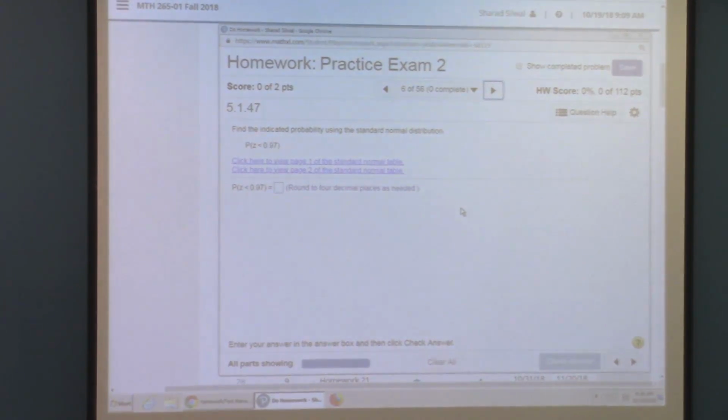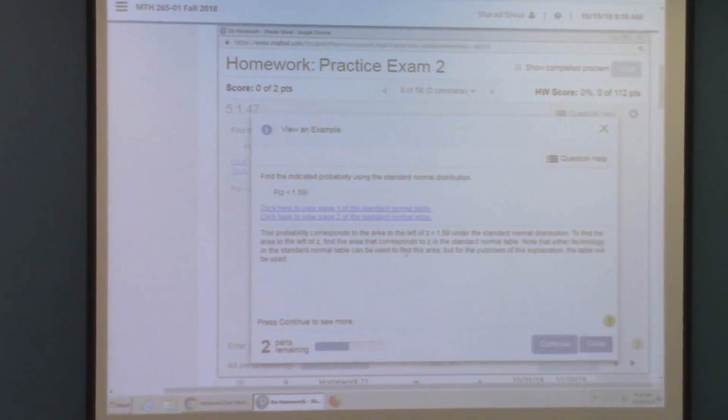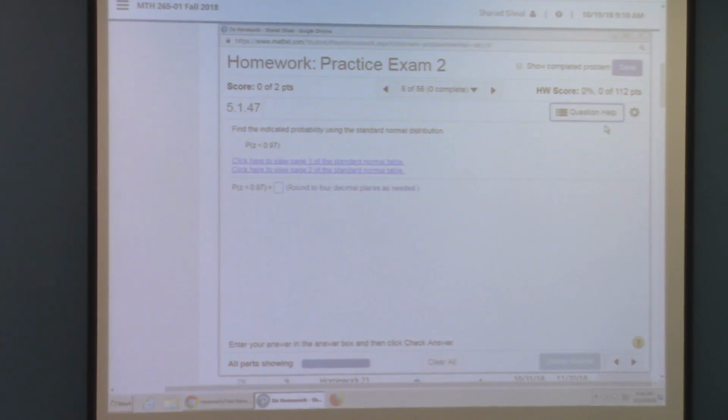So in other words, we are looking at 0.97, which is somewhere here, let's say, right? So that's 1. So 0.97 would be somewhere here. See that? So what is this blue area, and how do you compute that? Well, if you use this table, it will take forever. Don't use tables. If you go through this view and example, it will teach you how to use a table, and that's what I'm telling you to avoid.